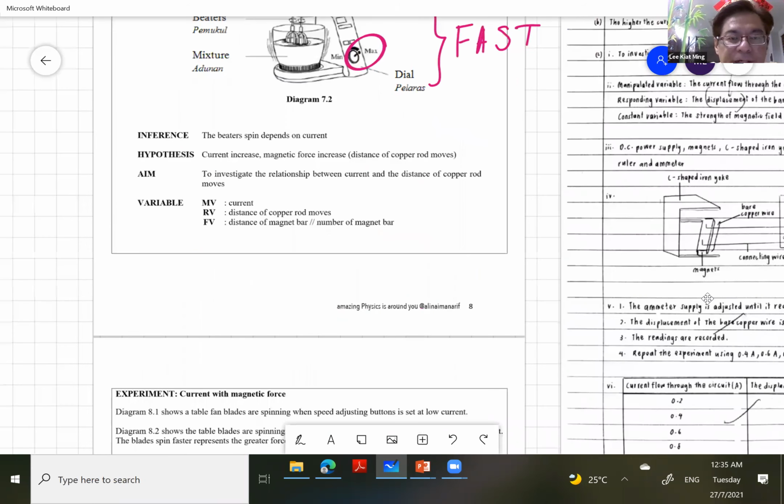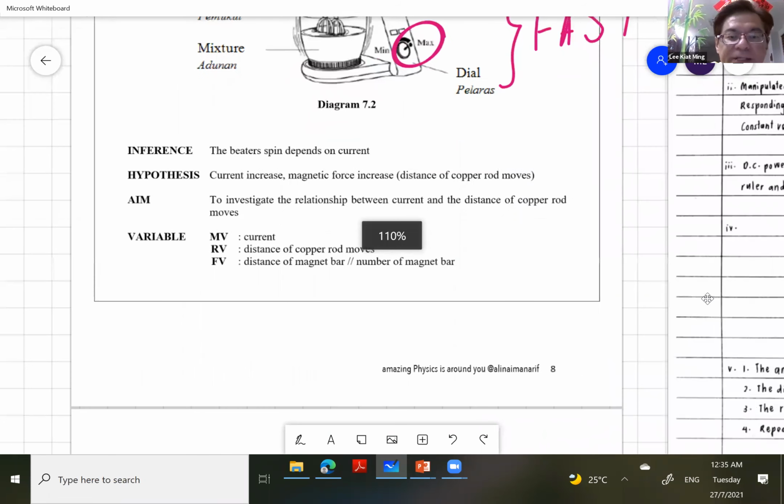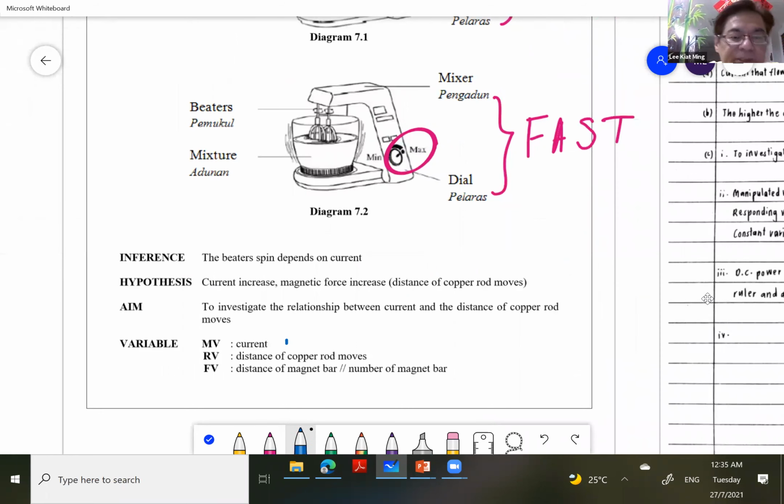Let's take a look. The manipulated variable will be the current. How fast it turns depends on the current, right? And the responding variable is always distance because it's a motor. The motor concept uses the distance of the copper rod that moves. Clear? And the constant variable, you can say the strength of the magnetic field. So understood, the rest like the aim you know.